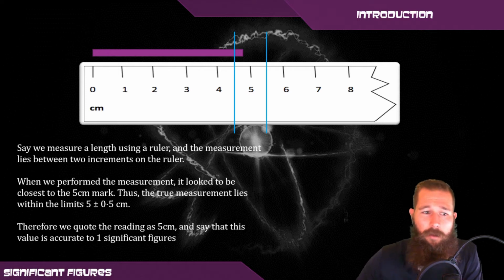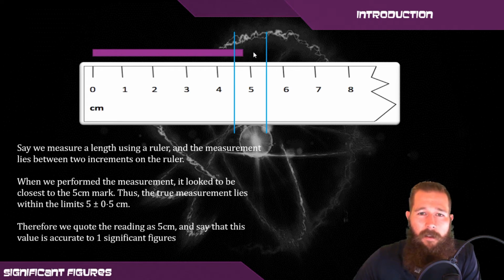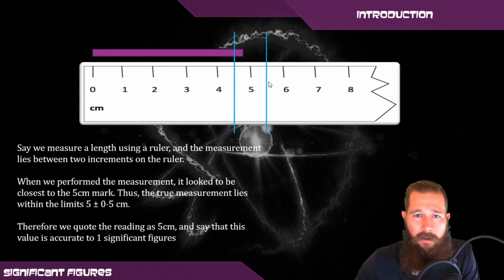I've got these two blue lines on the screen here. If this purple bar was anywhere in this range, from here to here, we could also say this is 5 centimeters. In terms of engineering, this is called a tolerance, and we would say it's 5 centimeters plus or minus half the most precise division, which would be half a centimeter. So 5 centimeters plus or minus half a centimeter.